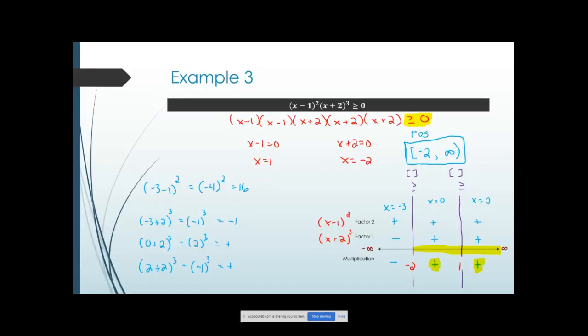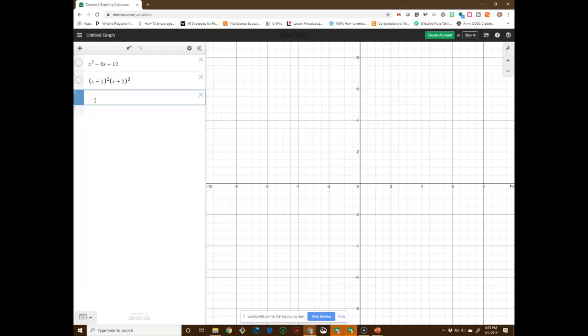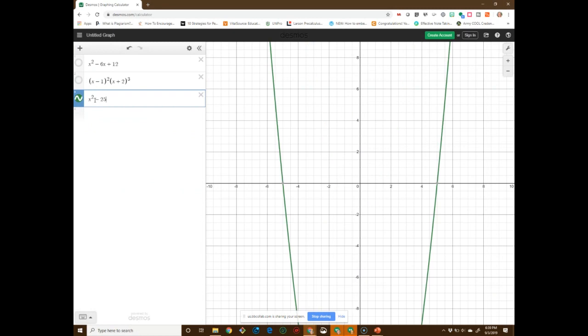So now let's look at example 2. We had x squared less than 25, and we had solved that to be less than 0. So we're really looking at x squared minus 25. So I'm going to bring up the graph. X squared minus 25, and we're looking for where that is less than 0. Well, it is below our horizontal axis between -5 and 5, which is what we got for our answer. That's where it's less than 0, it's below our x-axis.